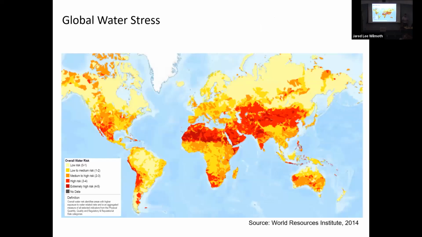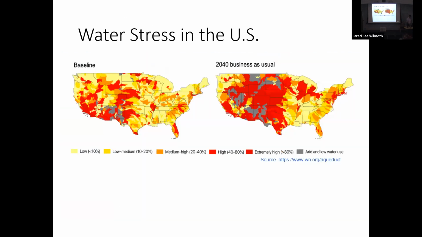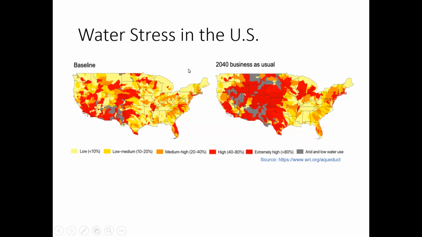This map is showing the global water stress. You see that in many parts of the world, we're facing a global freshwater stress. And if you, for example, look at the US, based on climate projections, it has been projected that if we just keep the business as usual, we are going to have water stress in many parts of the US in year 2040.